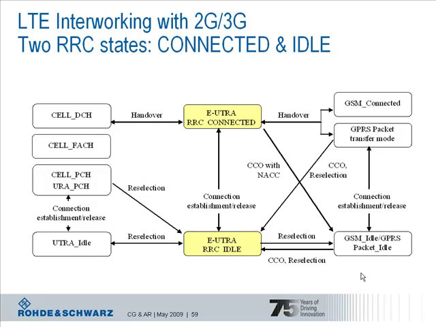For example, from the EUTRA RRC connected state to the UMTS CELL_DCH state. Or from the EUTRA RRC connected state to either the GSM connected or the GPRS packet transfer mode state. In between LTE and GSM GPRS, you can see that also cell change order mechanisms, abbreviated CCO, are defined, also including network assisted cell change, NACC.